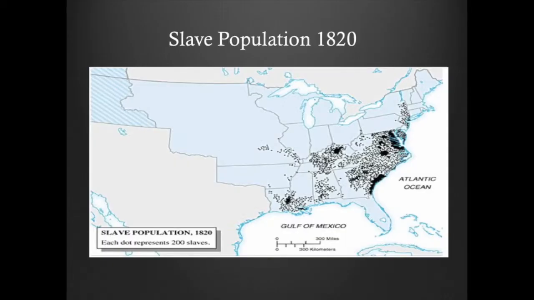So just to give you a little quick idea of what the Three-Fifths Compromise kind of happened. Our next slide here, we have the slave population in 1820. It was just showing how each dot represents 200 slaves. It's just a little breakdown of how they really counted as a person.